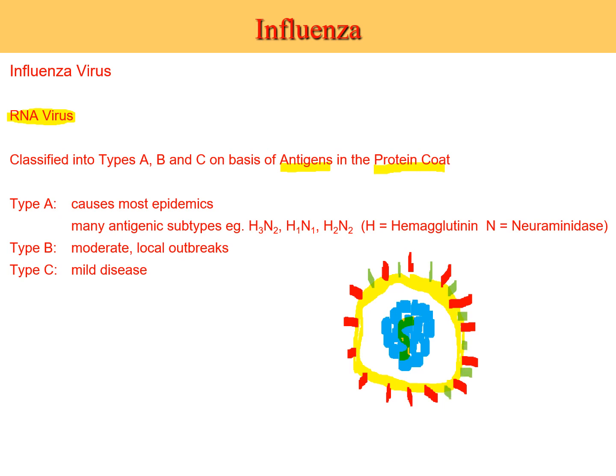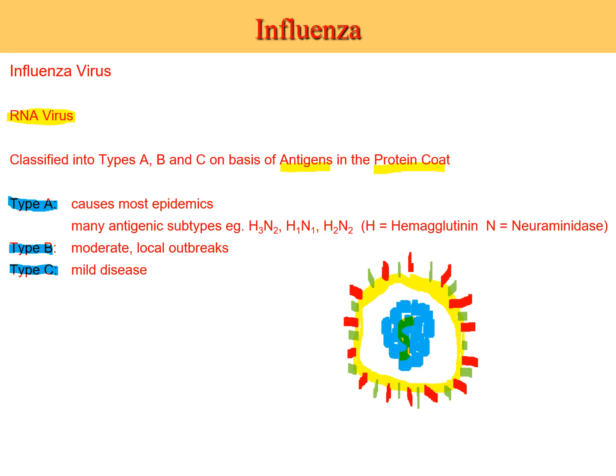The three different types of influenza virus, type A, B, and C, are typed on the basis of the proteins that are part of the protein coat surrounding the nucleic acid, which I've drawn in blue. Type A is the one that causes most epidemics and pandemics of flu. Type B causes moderate or local outbreaks only, and type C causes quite a mild disease.